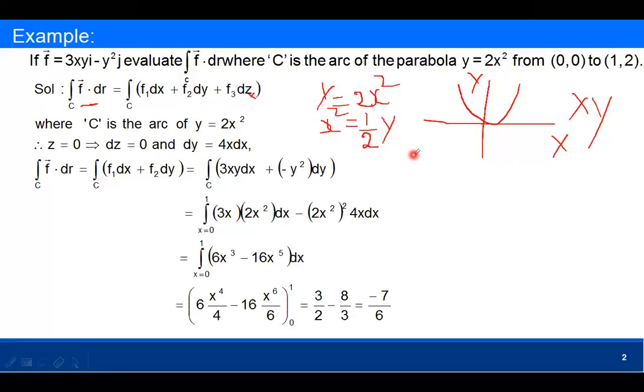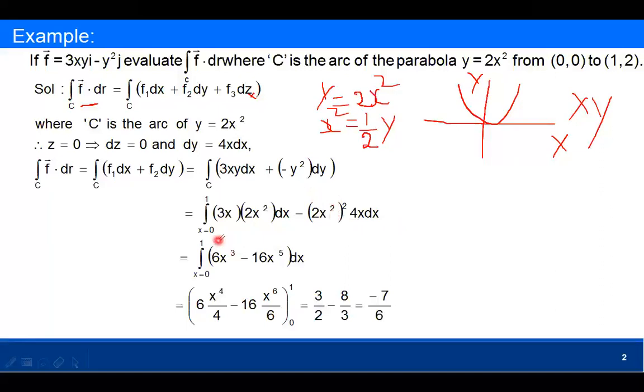So integral f1 dx plus f2 dy over the curve C. Since this value is 0, f1, the i component, is 3xy, and f2 is minus y square. Now substitute these values: integral 3xy dx plus minus y square dy over the curve C. Now we replace y with 2x square and dy with 4x dx. So integral 3x, y value is 2x square, dx, minus y value 2x square, whole square, and dy is 4x dx.